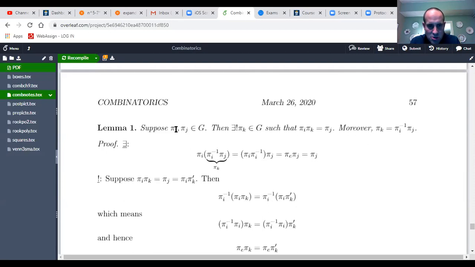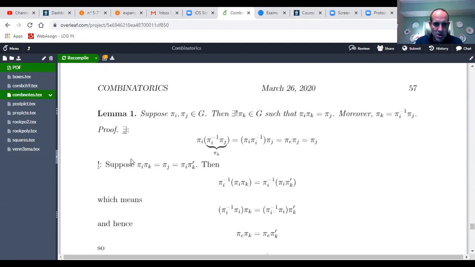So that is, you hand me two permutations, right? Then I can basically give you an element in the group such that if I compose π_i with that thing, it's really just π_j. Okay, that's actually more important than you might realize. And by the way, this thing is unique. Okay, so the proof has two parts.